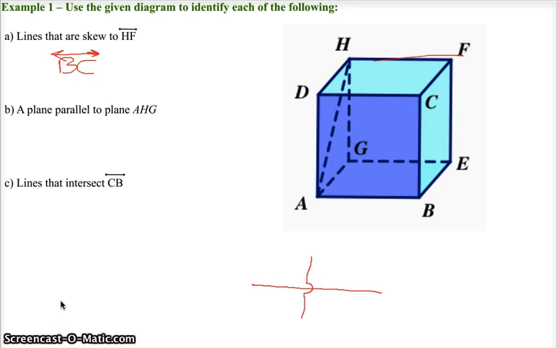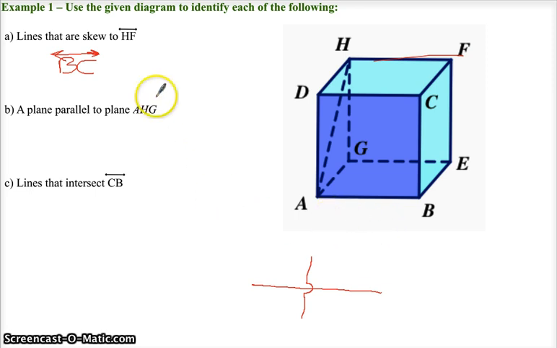All right. So BC is skew to HF. Another one that would be skew with HF would be BE. This actually looks more like that underpass idea. HF is the highway that goes over, and BE is the road that goes under. They're never going to cross, but they're not parallel because they're not coplanar.